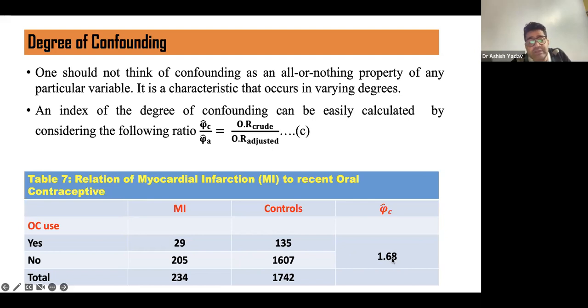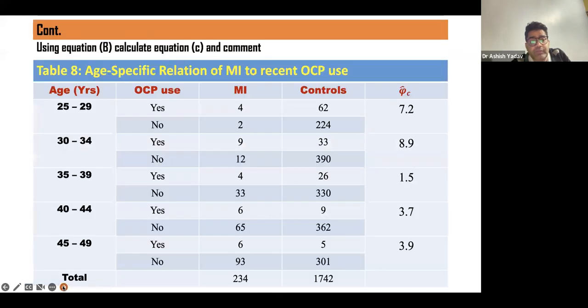Now we have to find out the adjusted measure. We have segregated the data because we feel that age is a confounding variable. So here age is a confounding variable, and we have divided the age group into different categories, 1, 2, 3, 4, 5.